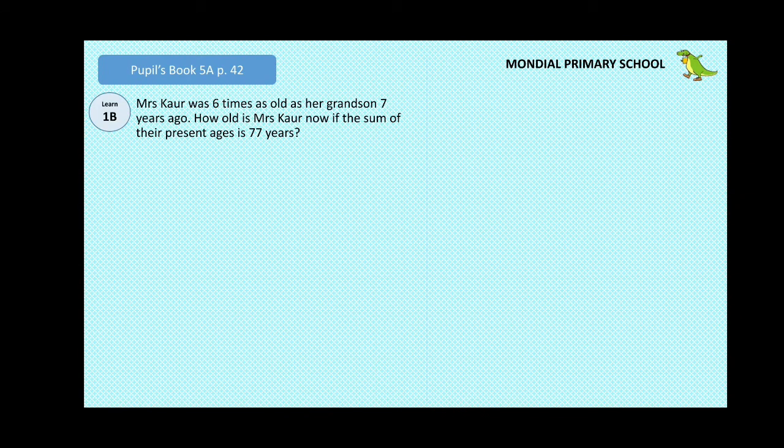Now, open your mathematics textbook, page 42. Remember, we have to use our 5-step problem-solving method to help us. First, read the problem carefully. Okay, let's read the problem together.